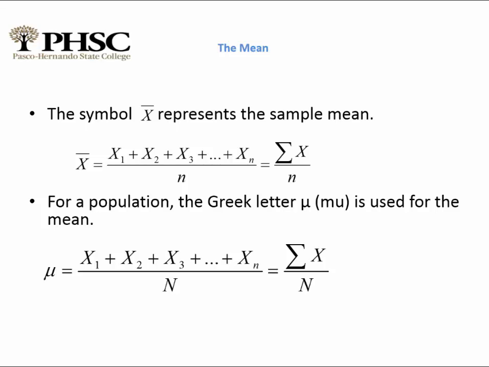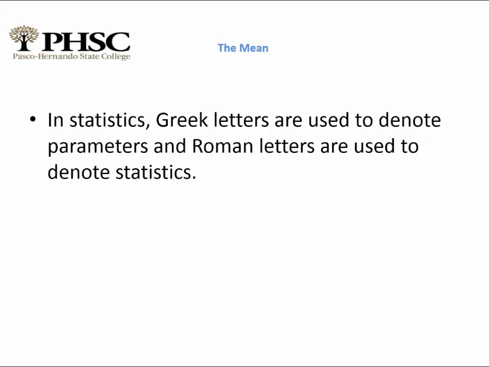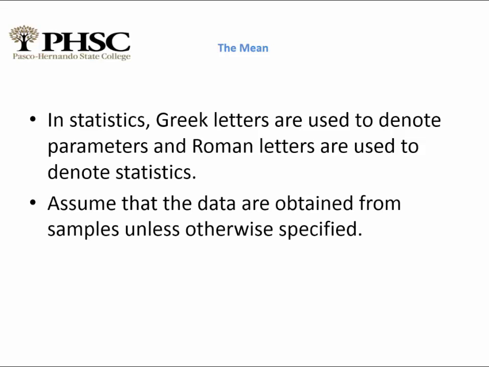Now that big sigma is just summation, so that means we're going to take all of those x's, add them all up, and divide by n. So that's just summation x divided by n. Or if it's the population, it's mu. So again, in the field of statistics, Greek letters are used to denote parameters and Roman letters are used to denote statistics. And assume that the data that's obtained is from samples unless otherwise specified.